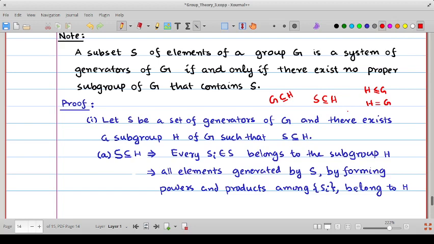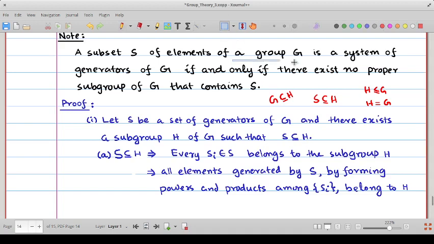So if we start with the assumptions that S is a set of generators of G and that there exists a subgroup of G which contains this set of generators, then it immediately says that H should be equal to G. So that means H cannot be a proper subgroup of G. It should be G itself. So the first part of this property has been proved, which says that if S is a set of generators of G, then there is no proper subgroup of G that contains S.